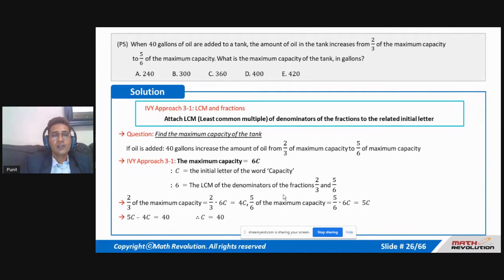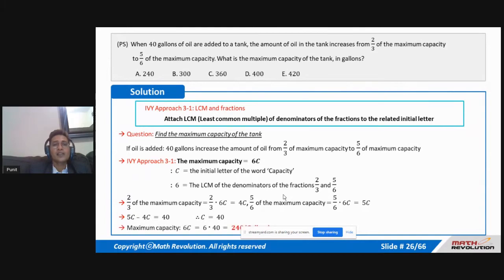Now, when you add 40 gallons of oil, there is an increase from two-thirds to 5/6. So the increase is C for every 40 gallons added. So the maximum capacity would be 6 times 40, which is 240. Simple. Whenever you attach such LCMs, your job is done.